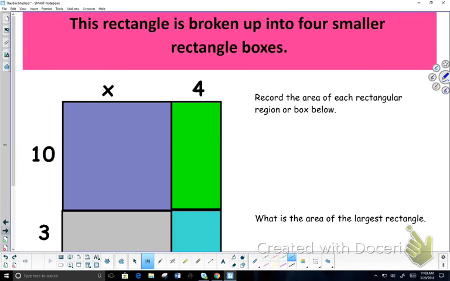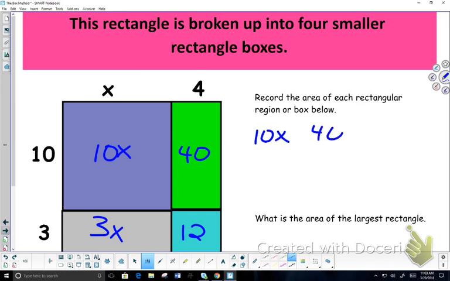Let's try this again. What's the area of my purple-looking square? 10x. What's the area of my gray one? 3x. What's the area of my green one? 40. What's the area of my teal? 12. It tells me to record the area of each rectangular region or box below. So I would just put 10x, 40, 3x, and 12, right? And then it says, what's the area of my largest rectangle?